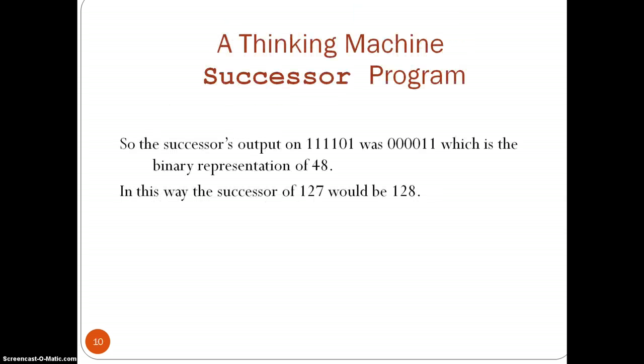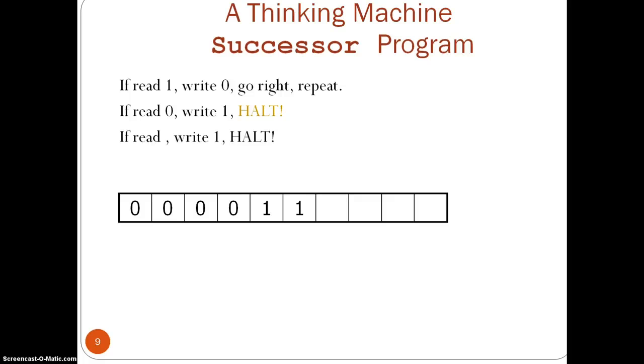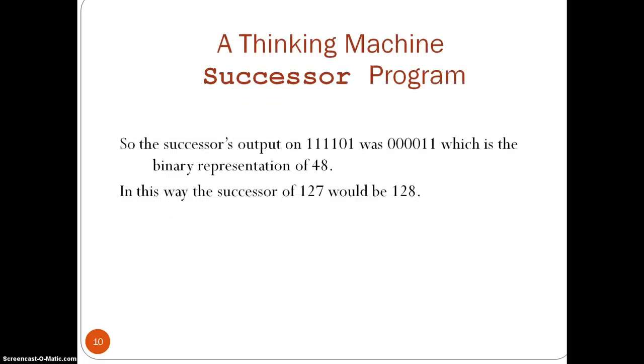Now this is the binary representation of 48, that is the successor of 47. So in this way we can find the successor of any number, as we can find the successor of 127, that is 128, in the same way. This Turing machine is a thinking machine. Anything that we can think of, we can design in our Turing machine.